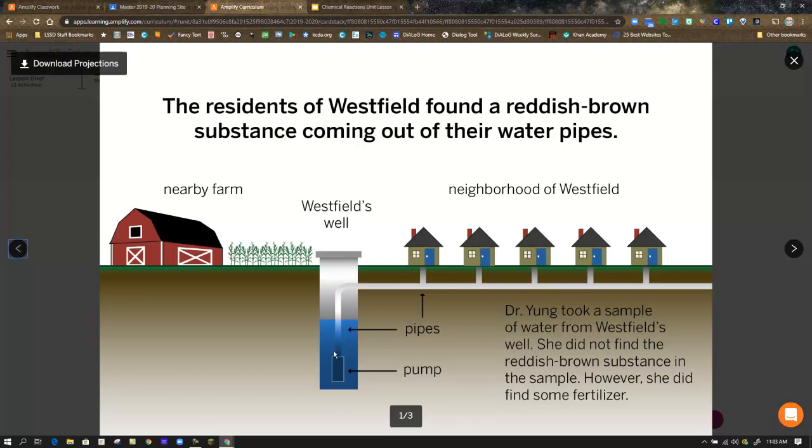Notice we've got the well in the middle, and that is where the clean water sample was taken from. If you go back to the warm-up and look at the clean glass, that might be a sample that comes from the well. And then the dirty water side is very reddish brown. The neighborhood houses of Westfield had this reddish brown substance coming out of the tap. Imagine turning on the shower or the bathtub or the sink to brush your teeth, and this water comes out. But also notice that she did find some fertilizer, so that might be something you keep in mind as you go on.